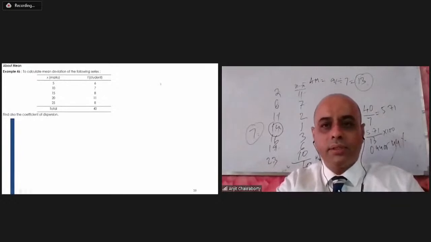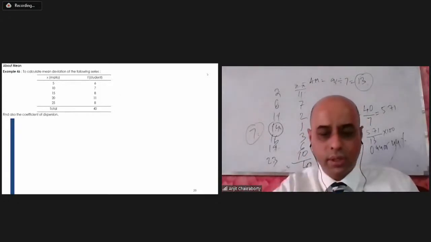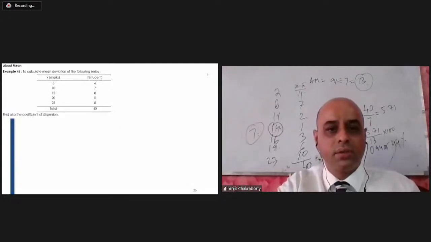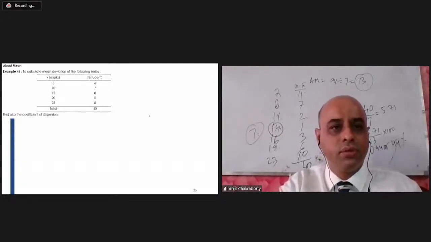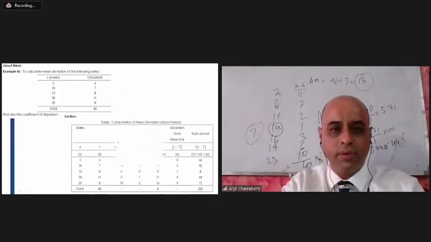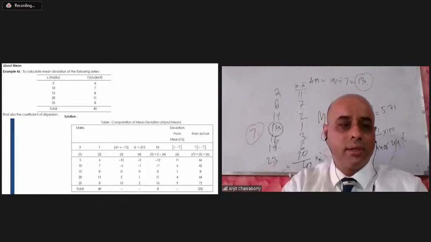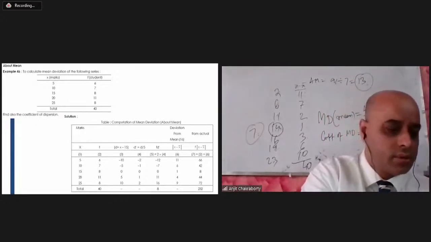Now we will take just 3-4 questions and then we will go to the MCQ. To calculate mean deviation of the following series, we have to find the coefficient of dispersion, also known as coefficient of mean deviation. So a series is given to you, calculate mean deviation of the following series. We will assume that we have to find the mean deviation from the mean. And in order to do it, please note the steps here.